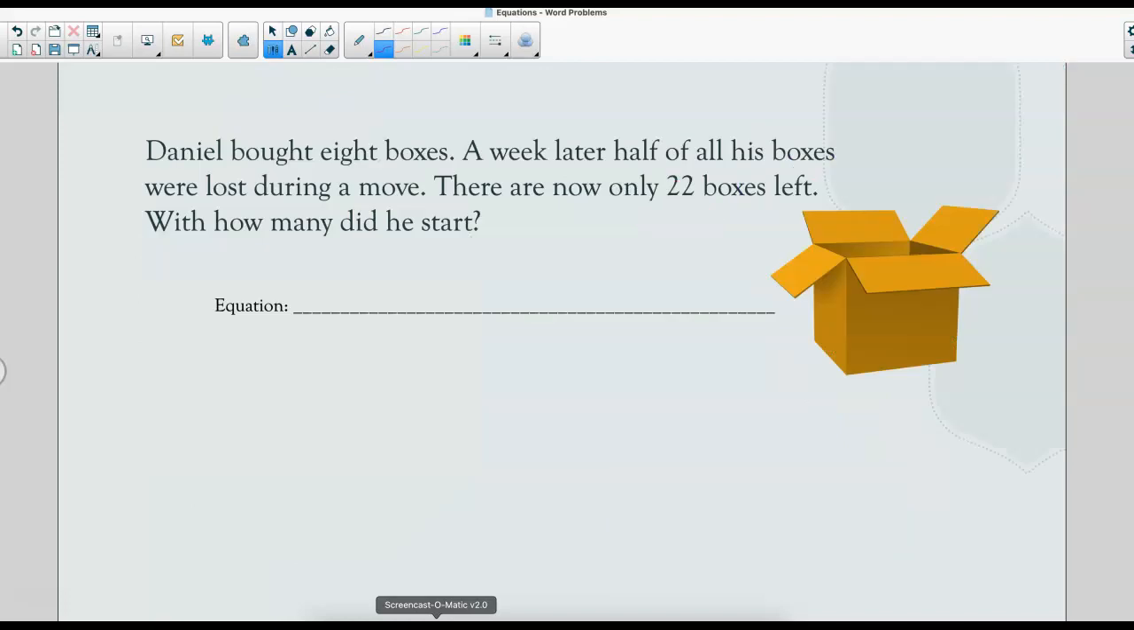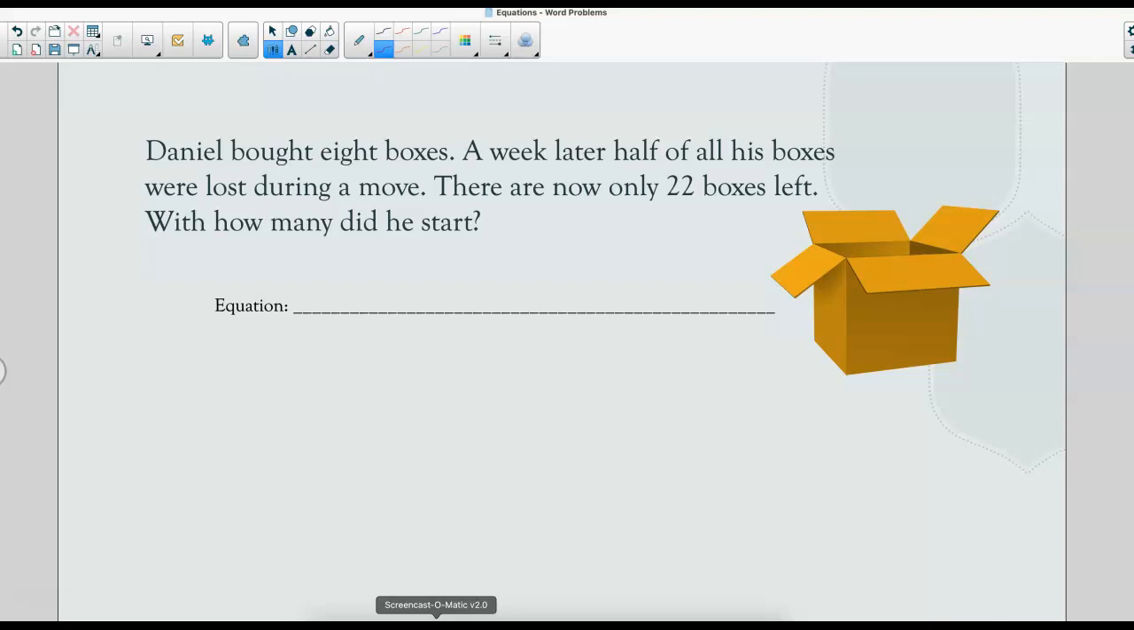Okay, next one. 135. Daniel bought 8 boxes. Okay, please listen. He bought 8 boxes. A week later, half of all his boxes were lost during a move. Now there are only 22 boxes left. How many did he start with? Okay, so he had some boxes to start with, right? And then he bought 8. And then he lost half of them.